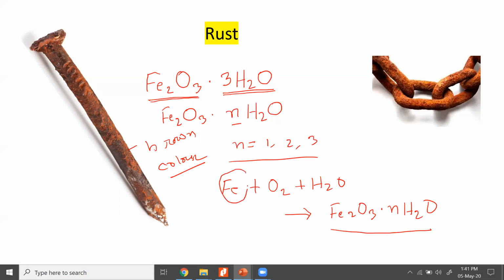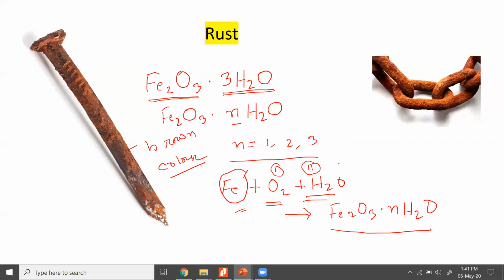Iron is a metal. We need iron, and also for rusting we need oxygen and we need water. If any one is absent, either oxygen or water, then rust will not form. For rust formation, we must have iron, oxygen, and water.